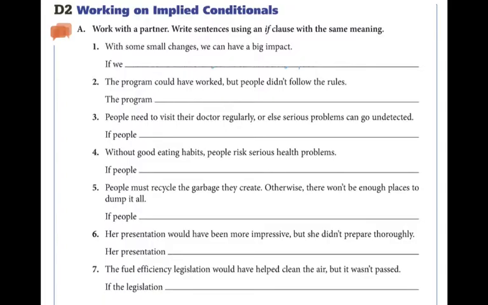In exercise D2, practice working on implied conditionals. For example, number one, with some small changes, we can have a big impact. What does this mean? Let's write an if clause to make sure we understand it. This means if we make some small changes, we can have a big impact. All right, so go through the rest of these and write some conditionals. What is implied by the sentence as it's written?